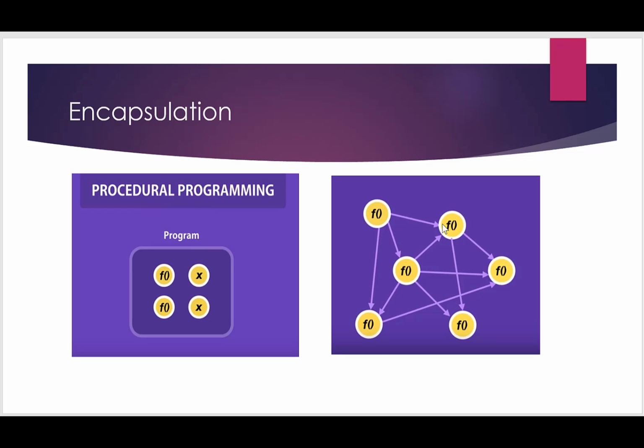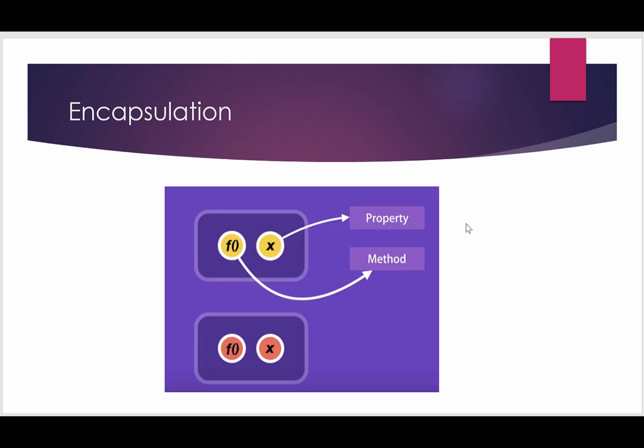So if we want to change one of them, for example this function, we need to change all functions which are related to this function. So we have lots of copying and pasting, and when our program grows, it becomes very complicated to change our program. After introducing encapsulation, this problem was solved.